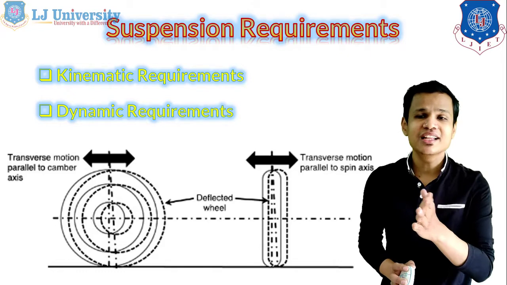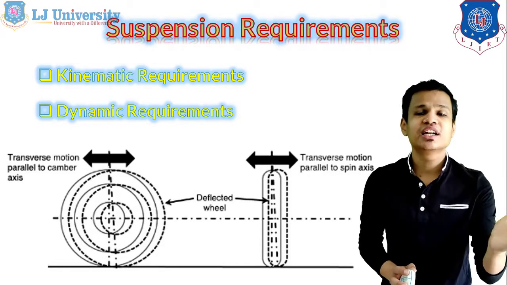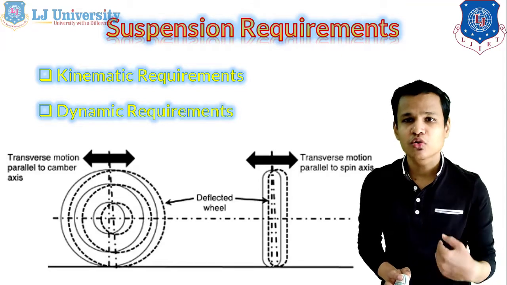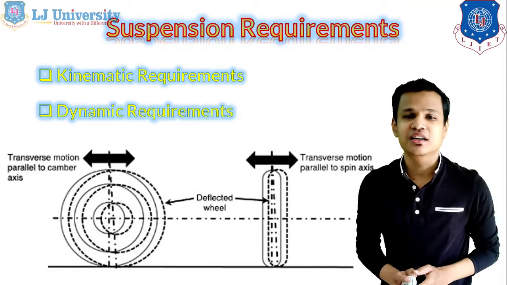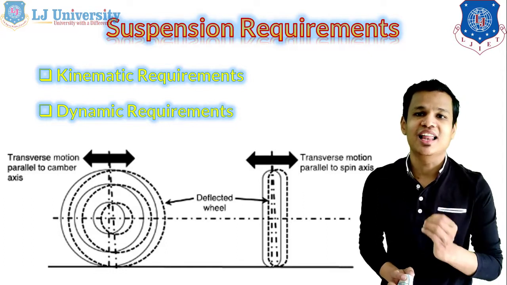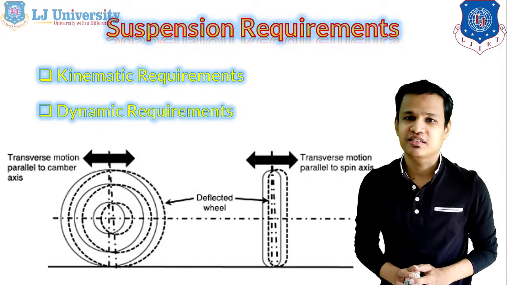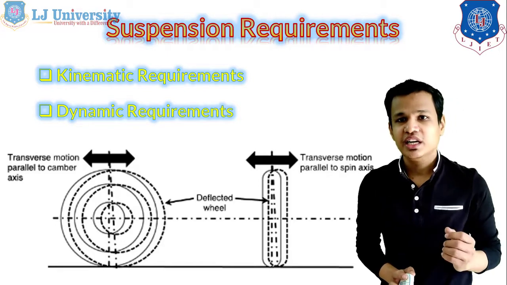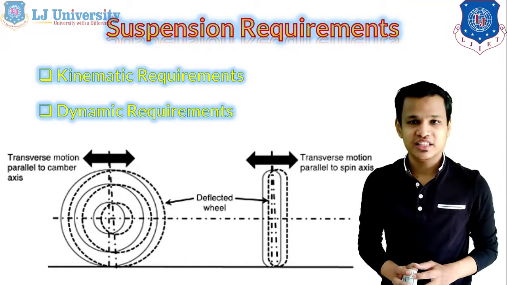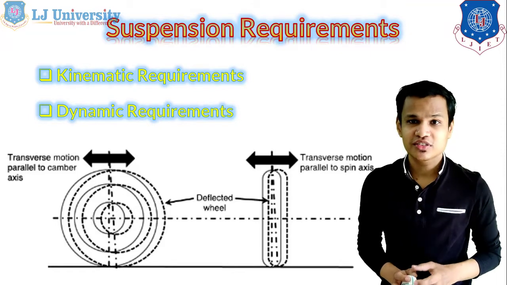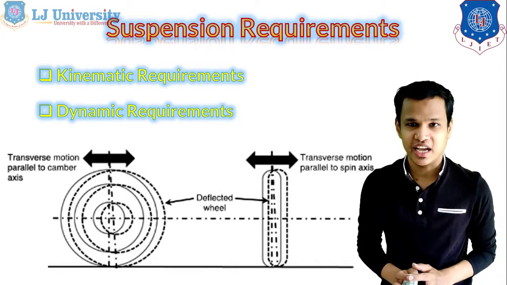Also, the tendency of the tires is to tilt themselves. When we turn the vehicle or go straight, the tire angle tends to change. But because of the rigidity of the suspension system and the steering system, it will not allow the tire to change its angle. That is known as the camber angle. So the camber angle should not change when the vehicle is going in a straight direction.